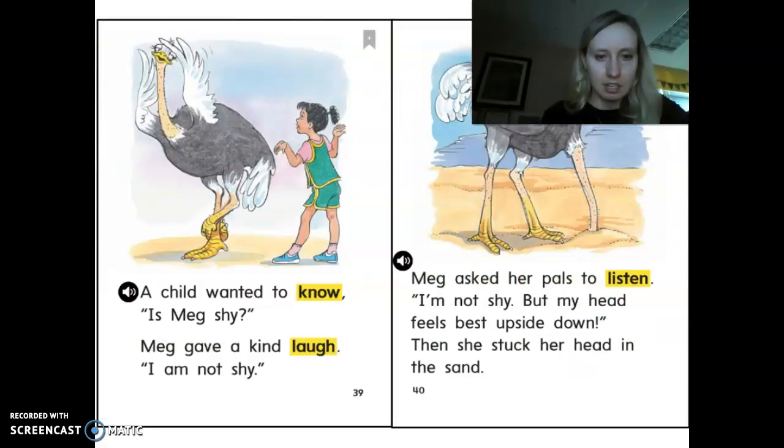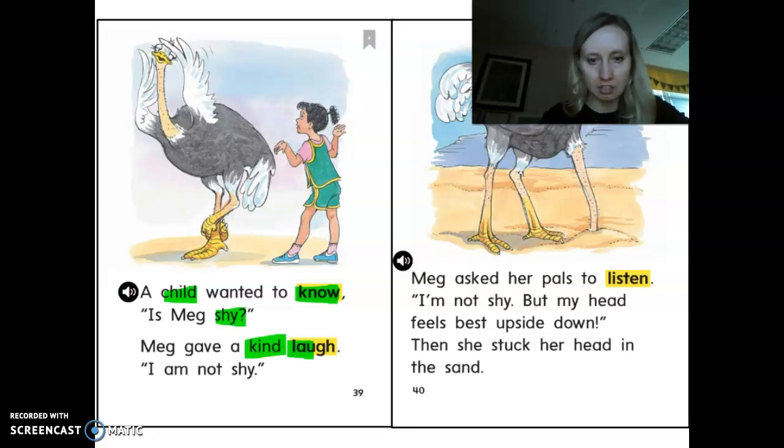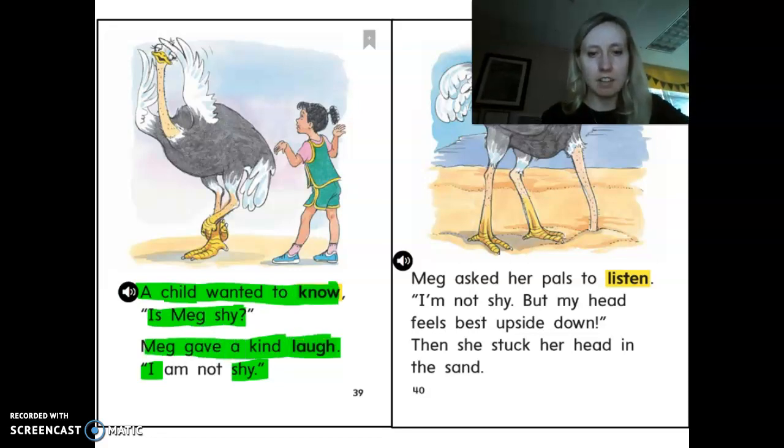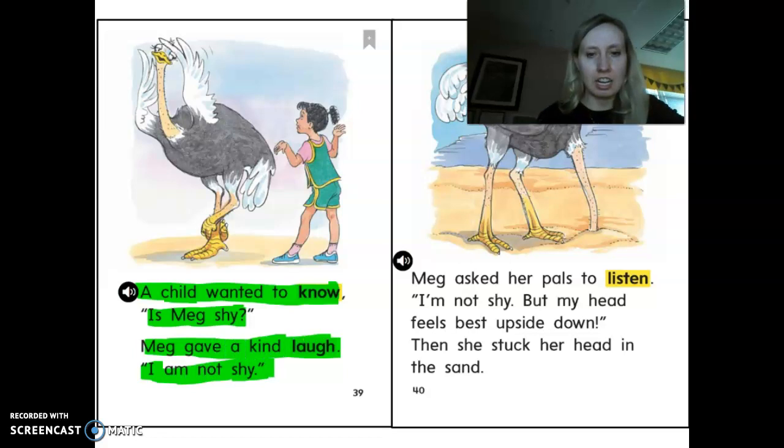Okay, so here we go. Child, no, shy, kind. There's laugh, shy, I. Okay, here we go. A child wanted to know, is Meg shy? Meg gave a kind laugh. I am not shy.